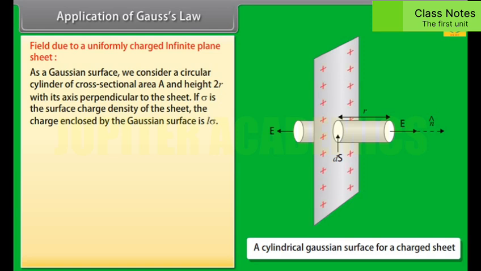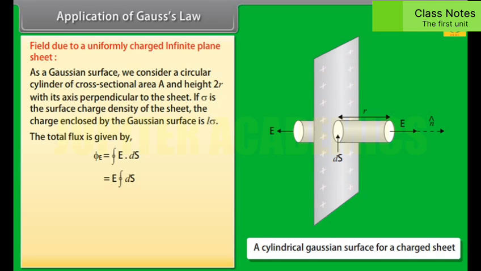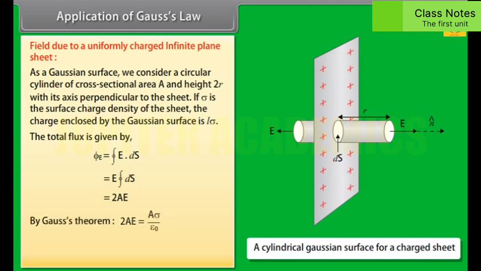We know that phi E is equal to the integration over a closed surface of E dot ds, which is equal to the product of 2A and E. According to Gauss's theorem, we get the electric field at any point at a distance r from the sheet as sigma divided by 2 epsilon naught.